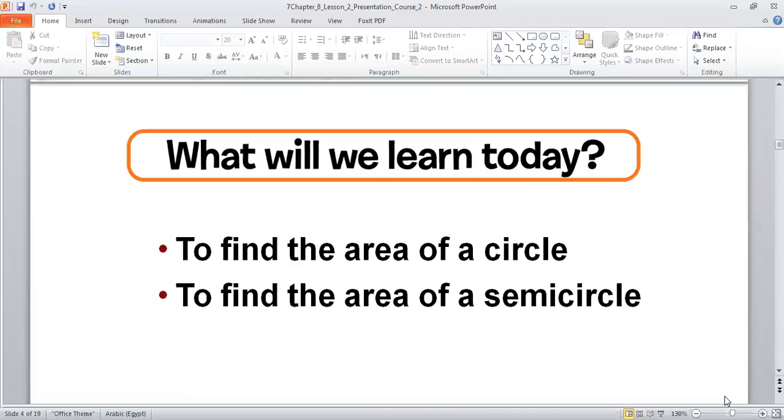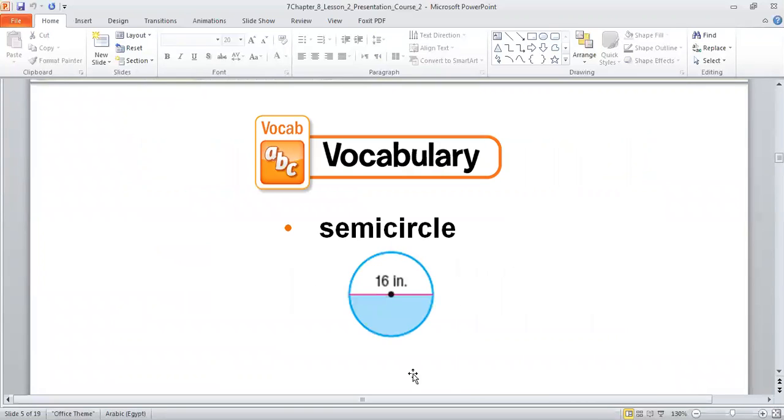Read what we need to learn today: to find the area of a circle, to find the area of a semicircle. We need to know how we can calculate the area of the circle or the area of the semicircle, right? Look with me. In the blue part here, this is a new vocabulary of the lesson today. It will be called the semicircle. Semicircle here means half circle.